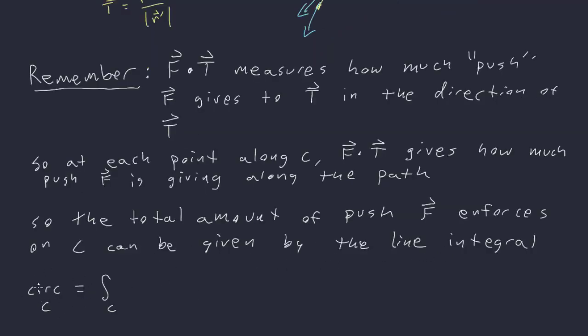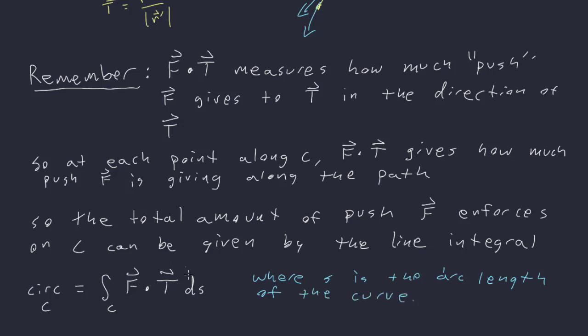I usually write it as like the circulation over C. Circ C is the integral over C of F dot T ds. Okay, and s is basically the length of the curve. So where s is the arc length of the curve.